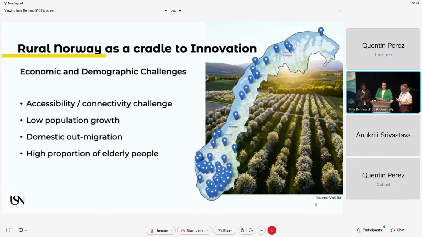As for the case, we have looked at mostly rural Norway. Norway is a long and thin country with a lot of mountains and fjords. And there are long distances and poor public transport, which makes accessibility and connectivity a big challenge. Norway in general has low population growth, but especially in rural areas. This also comes from a big amount of domestic outmigration. Rural Norway is in need of innovation locally to withstand the challenges faced to maintain all the local communities.